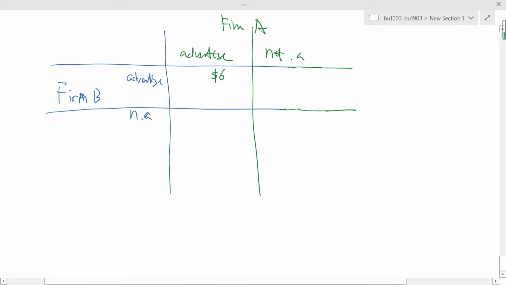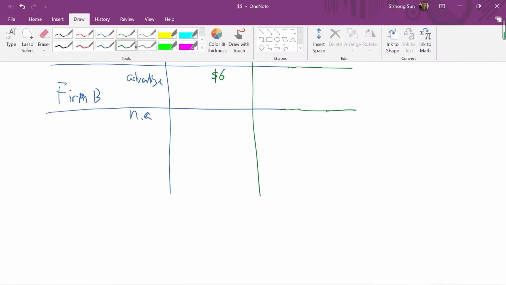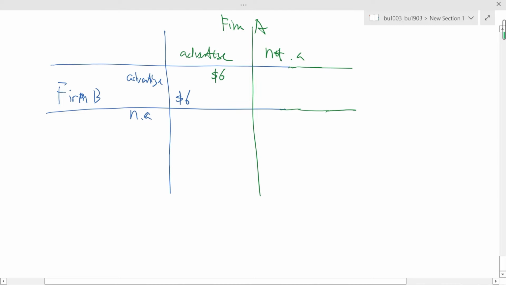$600,000, whatever it is. And the blue pair belongs to firm B, green pair belongs to firm A. If firm A advertises, firm B does not, then firm A will make a larger profit. Firm B will be worse off.